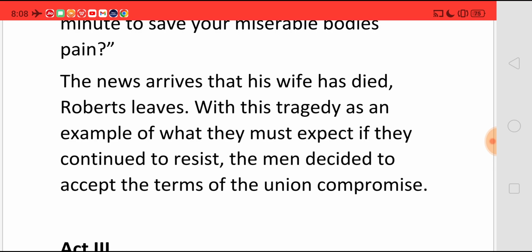At that time, news arrives that his wife is dead, so Robert leaves. When all the workers hear about Robert's wife's death, they understand that this is an example of the tragedy which they have to accept if they continue the strike. So all the men decide to accept the terms of the union, and they are willing to compromise.